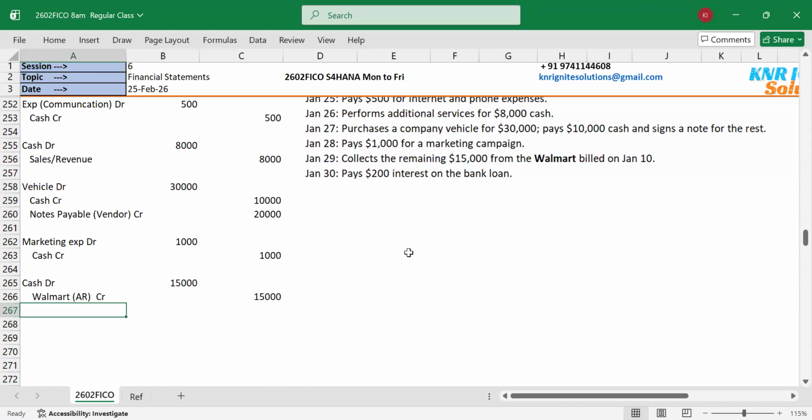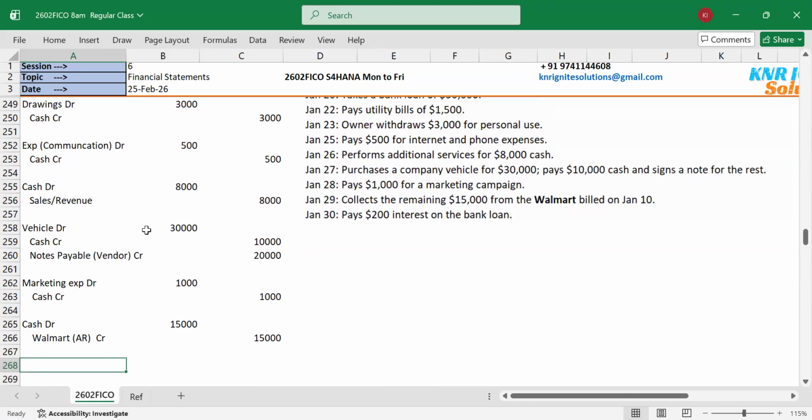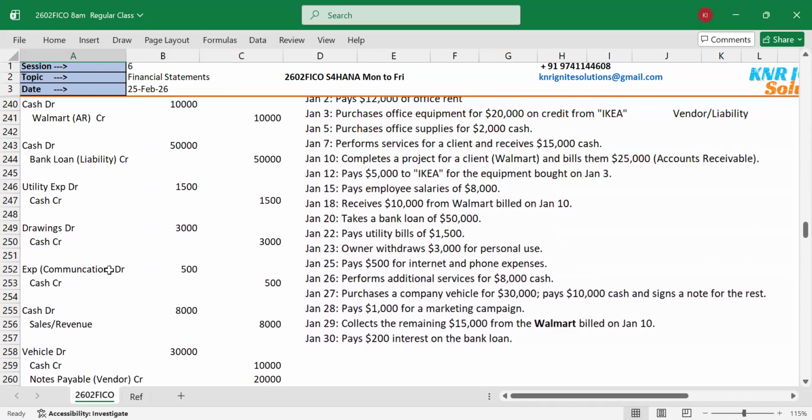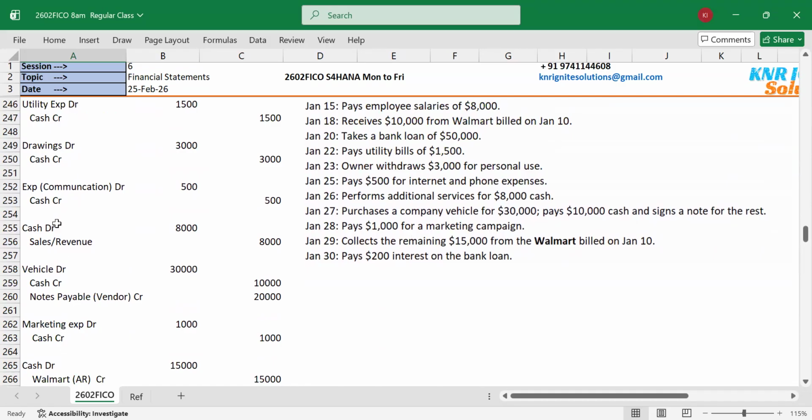And the last transaction that we have is that he paid $200 as interest on the bank loan that he has borrowed. There is a bank loan that we have taken, so we have created the liability for the bank loan also.